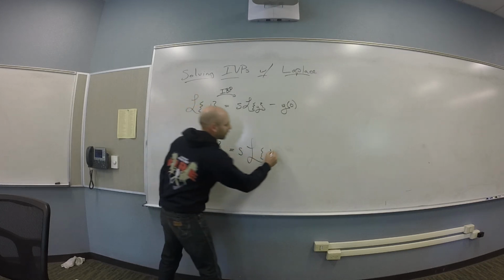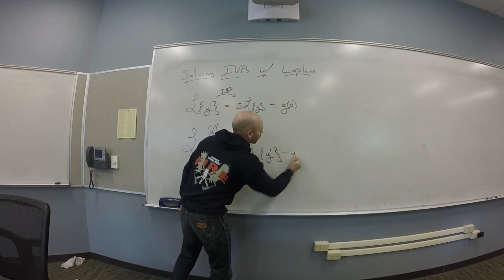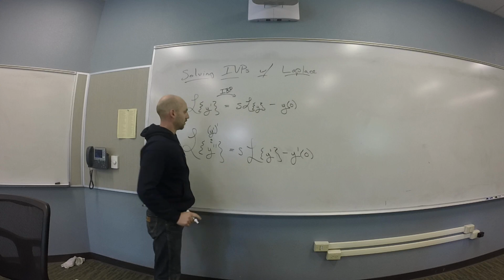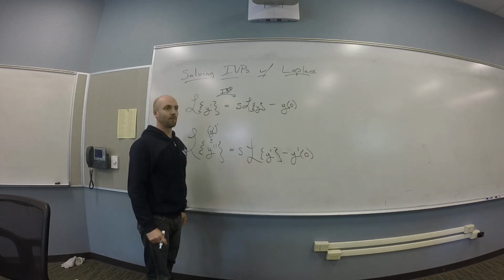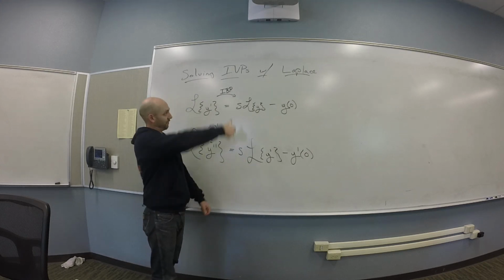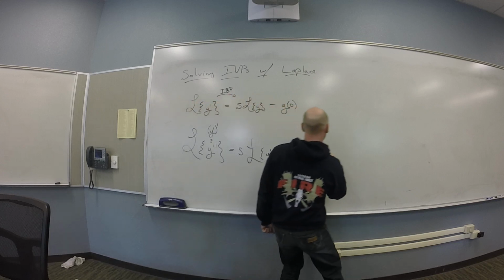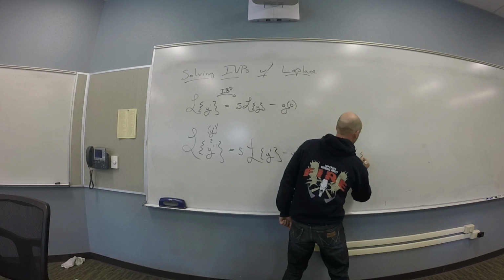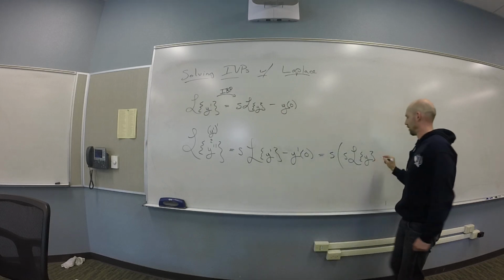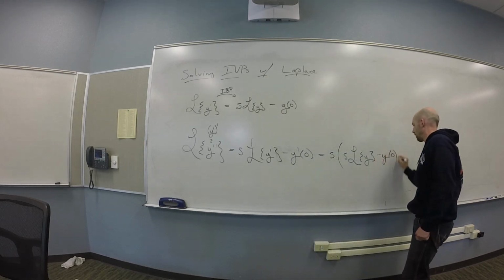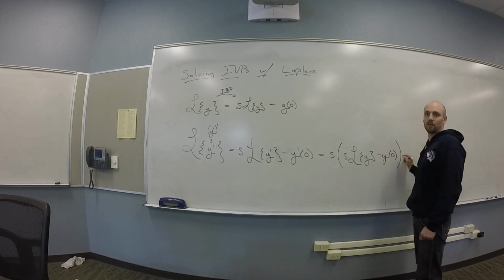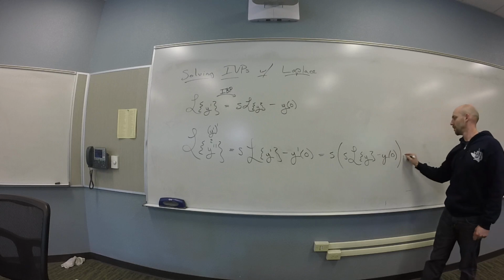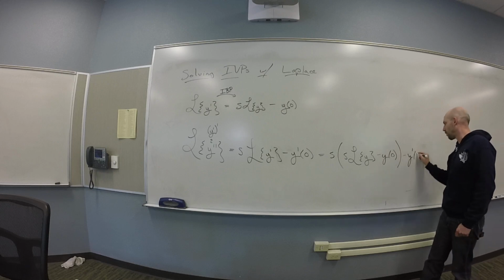So you get s Laplace transform of y prime minus y prime at 0. And then you know the Laplace transform of y prime. So you put that in there. So you get s times s Laplace transform of y minus y at 0, minus y prime at 0.